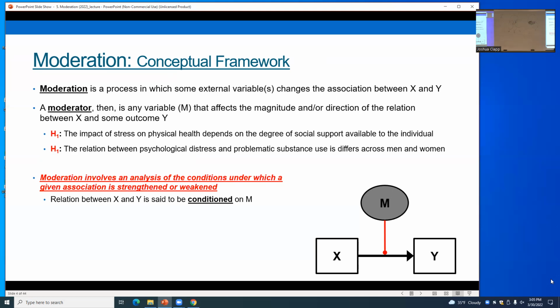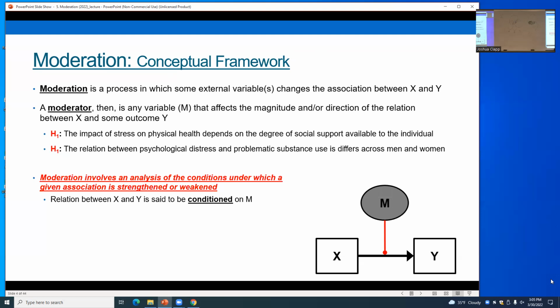And so what they're looking at is conditions where this association is strengthened or weakened, or changed, okay? And so what we say, if we do find evidence for this, thinking back to our language from our ANOVA stuff, right? We no longer say that, oh, X has a direct relationship with Y. We say that the relation between X and Y is conditioned on M. It depends. Condition just means depends, right?